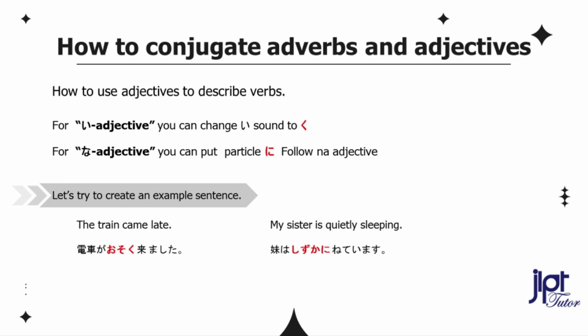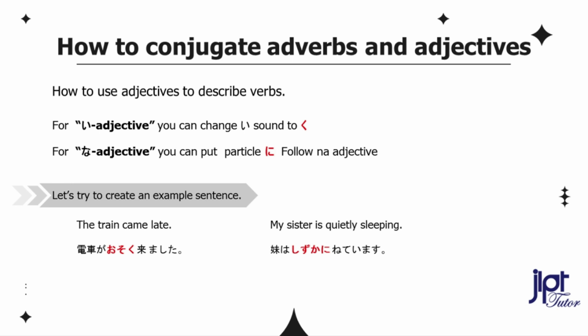How to conjugate adverbs and adjectives. Now let's learn how to use adjectives to describe verbs. For i adjectives, you can change the i sound to ku sound. And for na adjectives, you can put the particle ni. Follow the vocabulary. Let's try to create an example sentence.